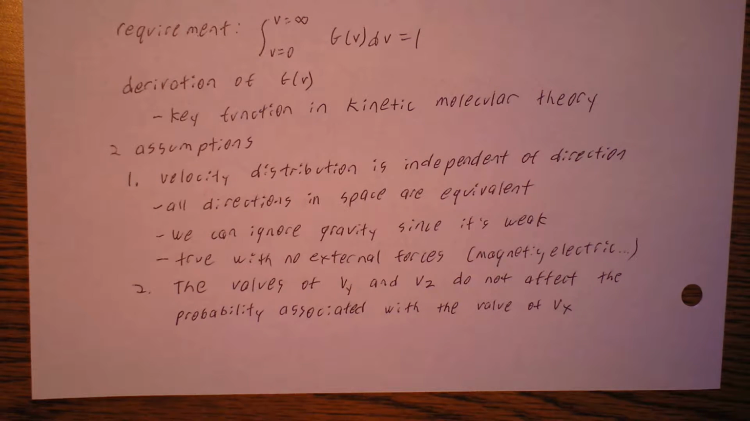Now, the second assumption is that the values of the y component of speed and the z component of speed do not affect the probability associated with the x component of speed. So again, x does not affect y, and y does not affect z, etc. They're independent dimensions.